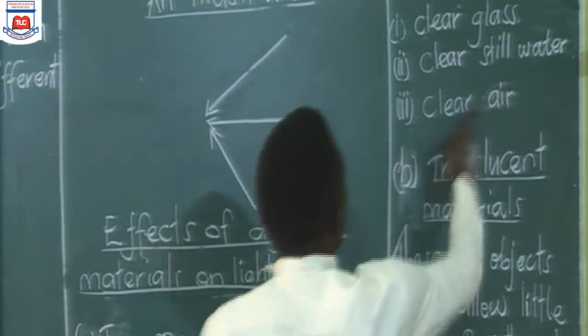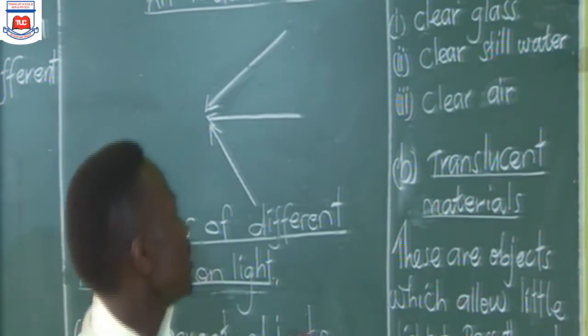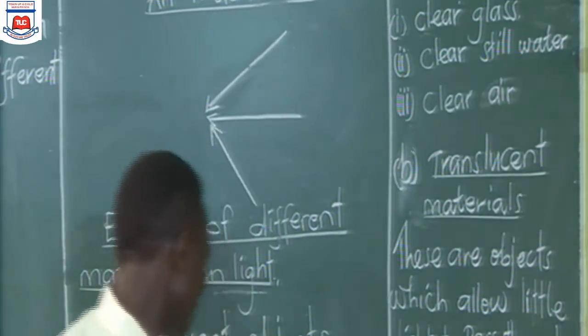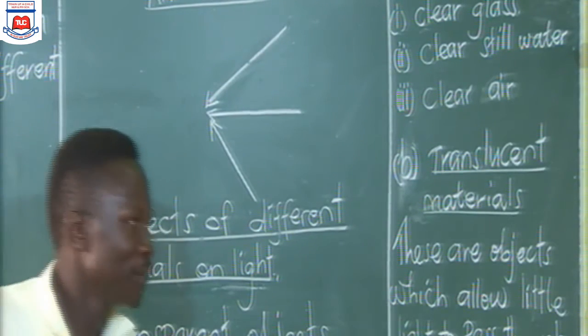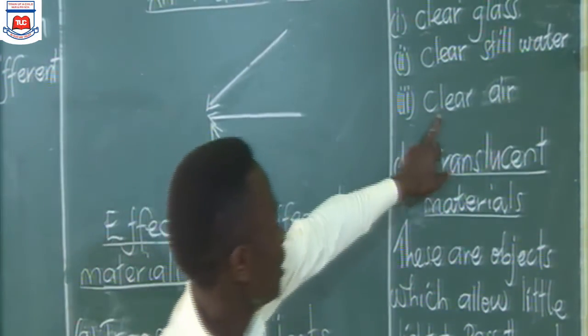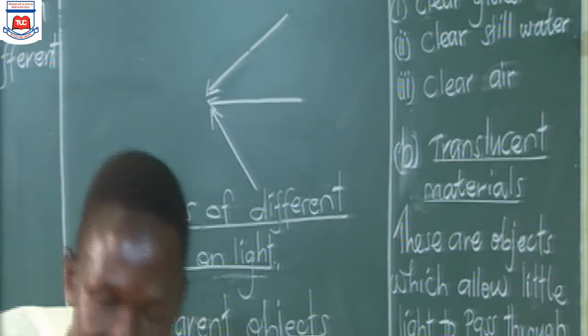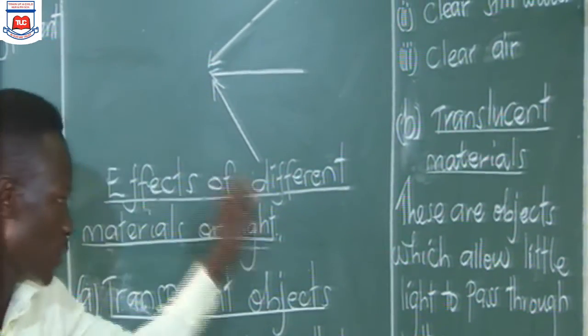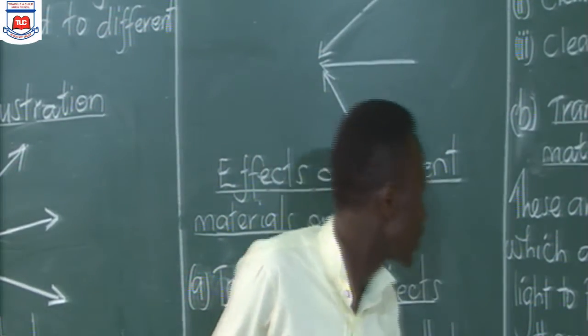Then we also have clear air, but remember we also have contaminated air. For this case, we want clear air because we were looking at the materials that can allow light to pass through them easily. I said clear air. So clear air, air which is not smoky, air which is not contaminated, can allow light to pass through it easily.